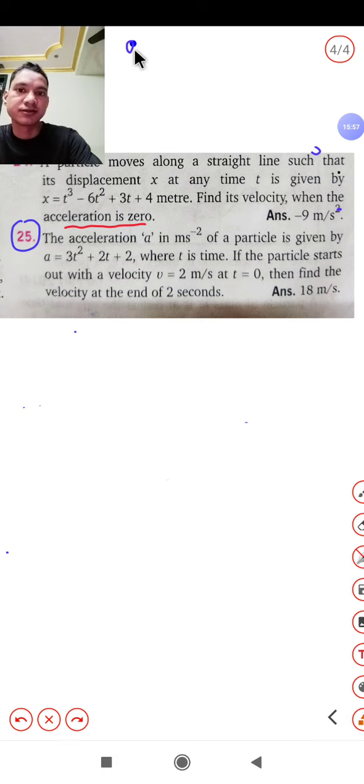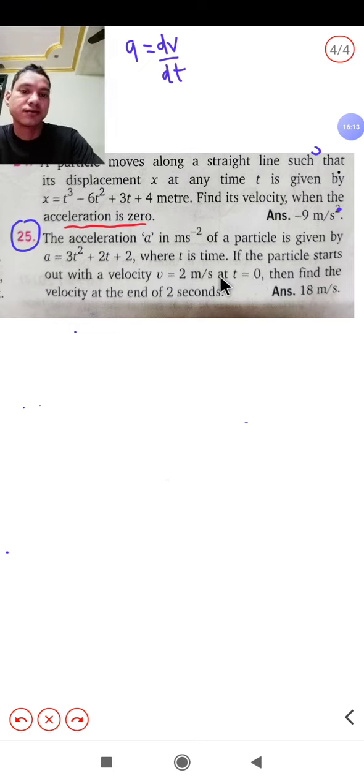We know that acceleration is dv by dt, right? Check this one. The expression for acceleration is given. If the particle starts out with velocity v equal to 2 meter per second at t equal to 0, this is the initial velocity. The particle is already having velocity. Find velocity at the end of 2 seconds. We need to calculate the final velocity.